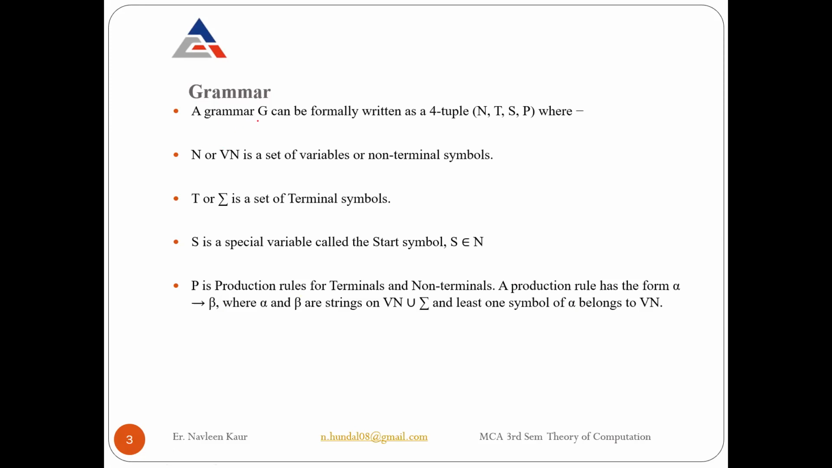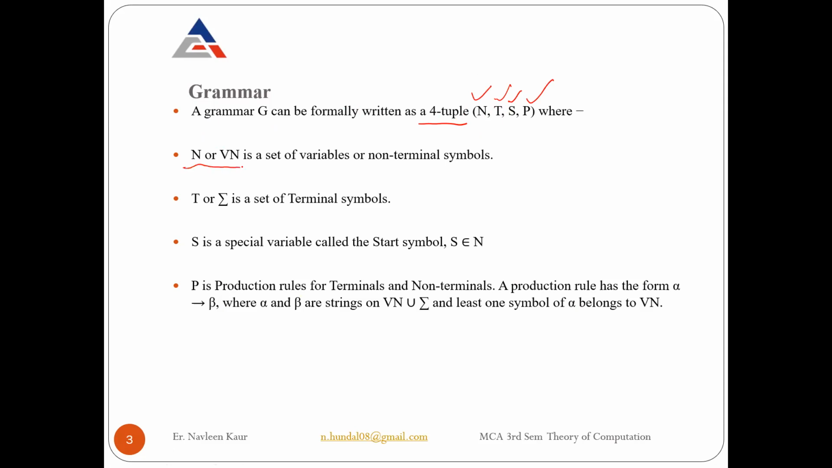We can say that it can be formally written as a 4 tuple. In TOC, everything is represented in the form of some tuples. So grammar is made up of 4 tuples. What are the symbols in those 4 tuples? N, T, S, P. Now let's see what this NTSP actually is.